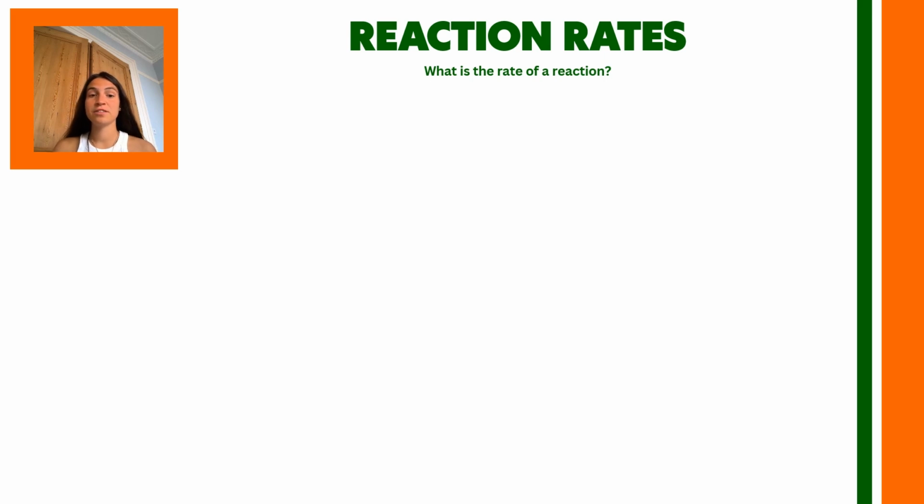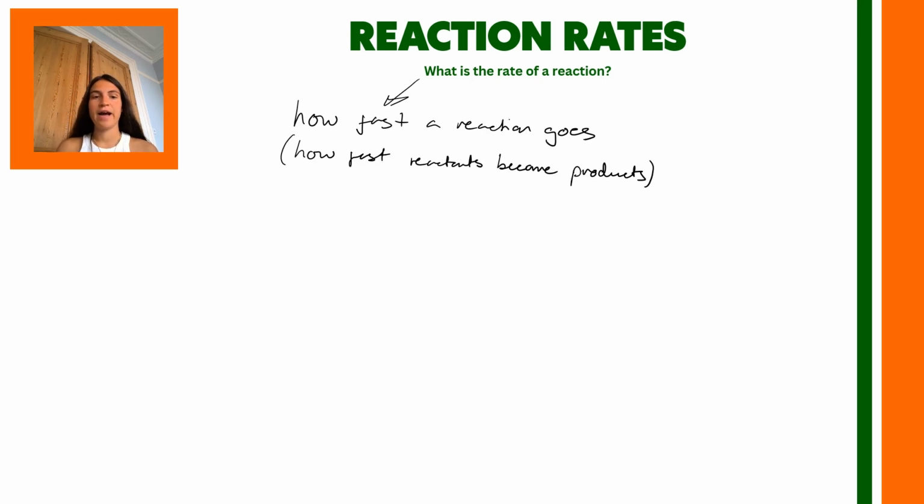Okay, reaction rate. So what is the rate of reaction? That's how fast a reaction is going; your definition is how fast your reactants are becoming products. So you could have two different reactions. They could create the same amount of product, but the rate of reaction, that keyword rate, is how quickly that conversion from reactants to products is happening.